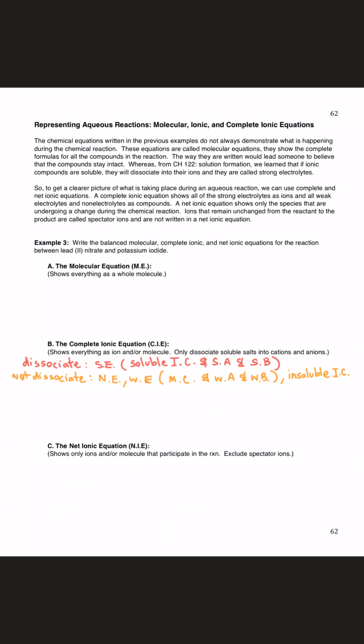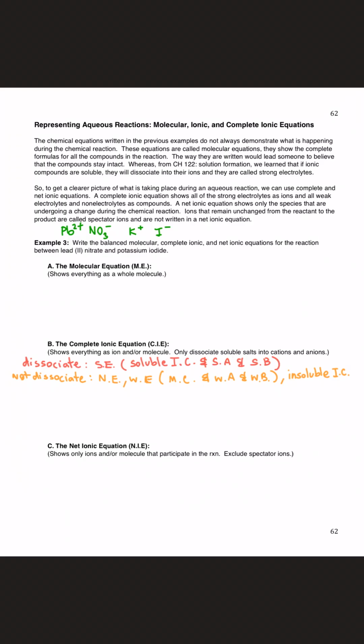Write the balanced molecular, complete ionic, and net ionic equations for the reaction between lead(II) nitrate and potassium iodide. Again, the chemical symbol for lead is Pb. The Roman numeral 2 represents the charge of the lead, which is 2+, and nitrate is polyatomic ion, NO3-. Potassium is K. In group 1 would be K+, and iodide in group 17 would be I-.